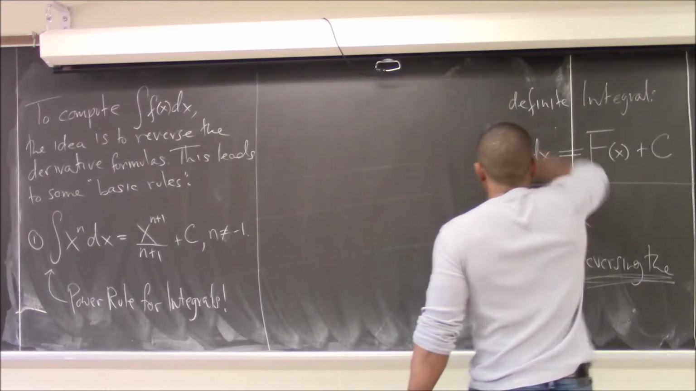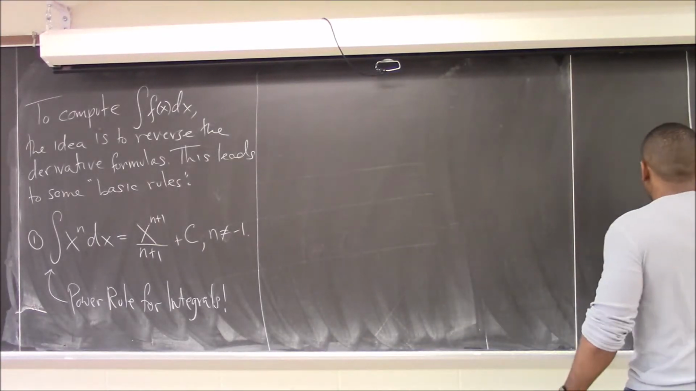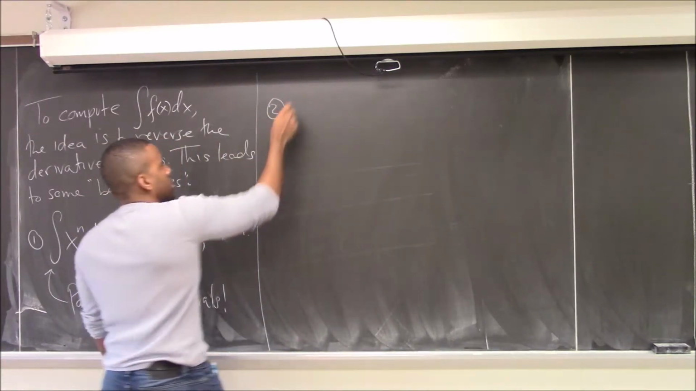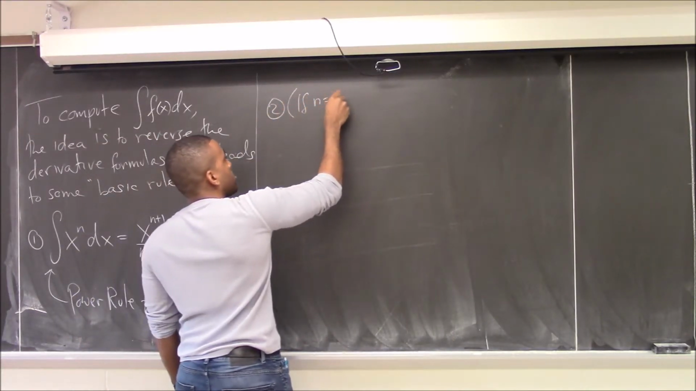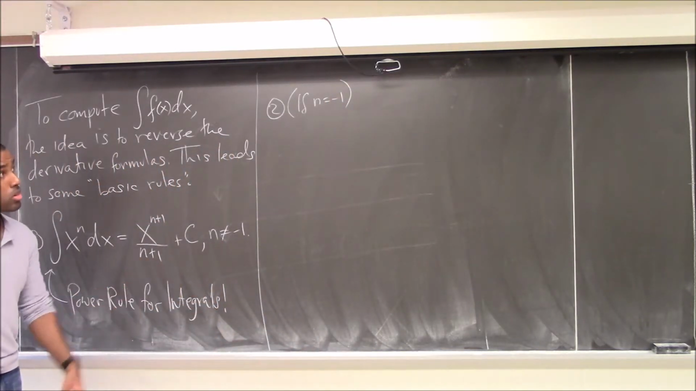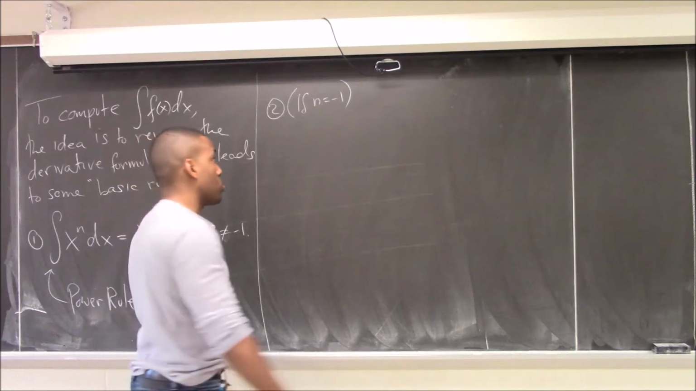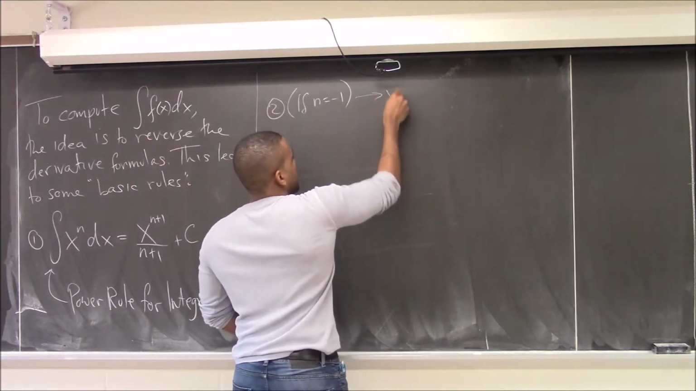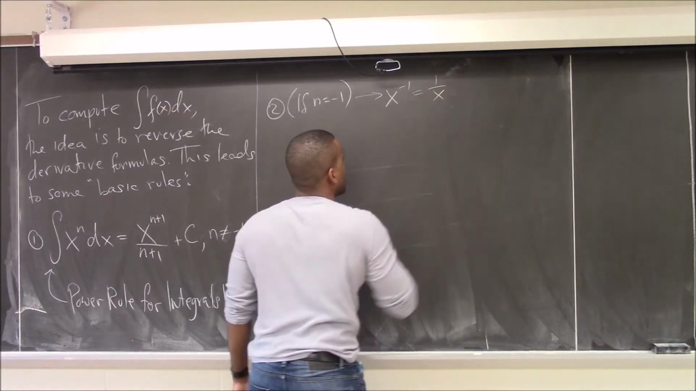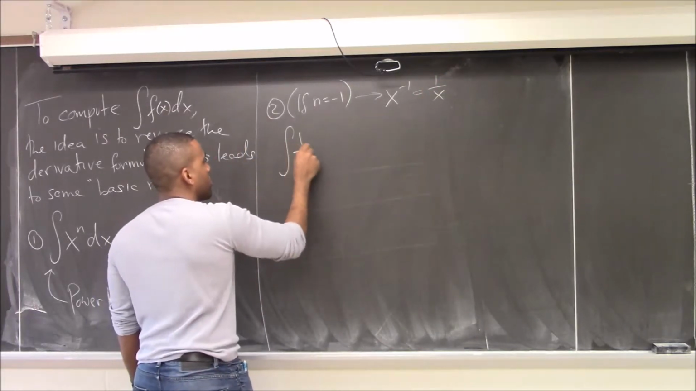So in that sense, let's deal with the case if n equals minus 1. Because notice here, n cannot be minus 1 because I would divide by 0. But if n is equal to minus 1, notice that means that we're looking at x to the minus 1, which I can think of as 1 over x. That leads to this rule.